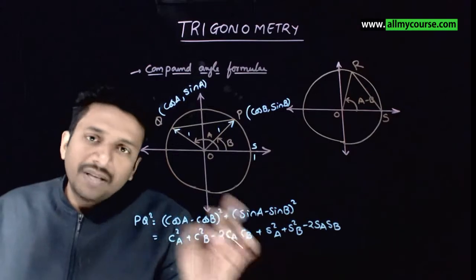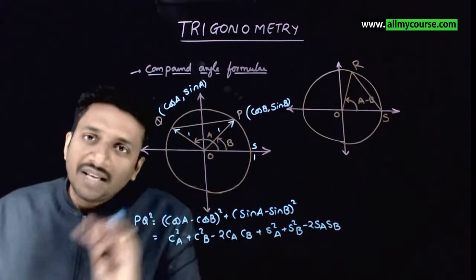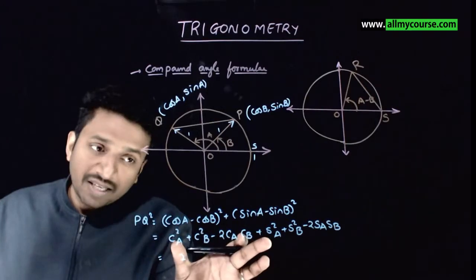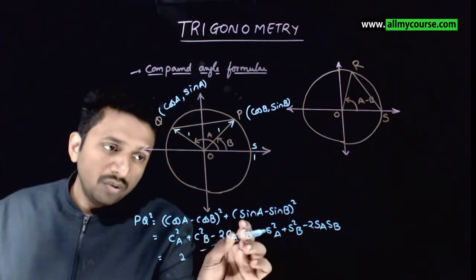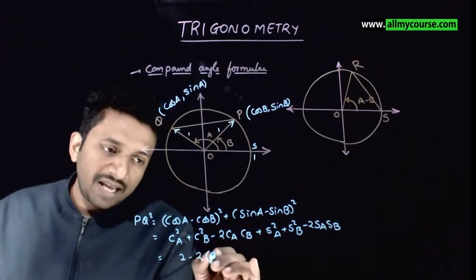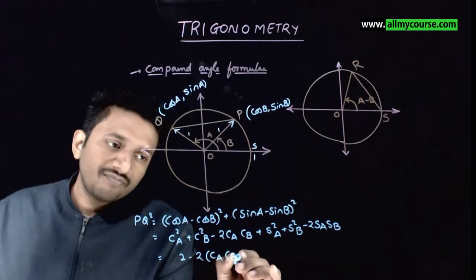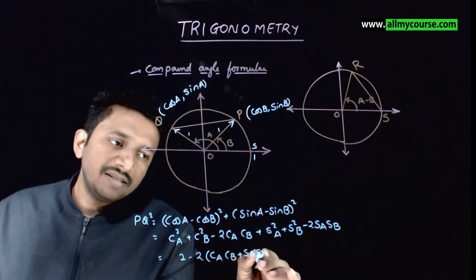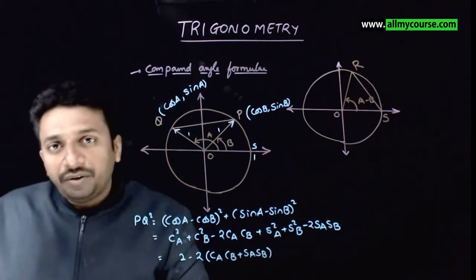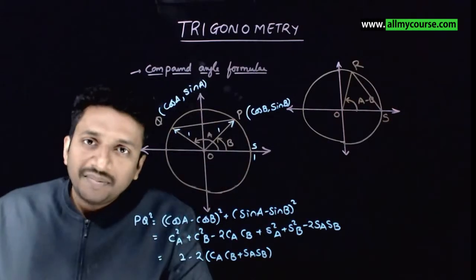So cos squared A plus sine squared A is 1, and cos squared B plus sine squared B is 1. So we have 1 plus 1, which is 2, minus 2 times cos A cos B plus sine A sine B. So this is the value of PQ squared from this diagram.